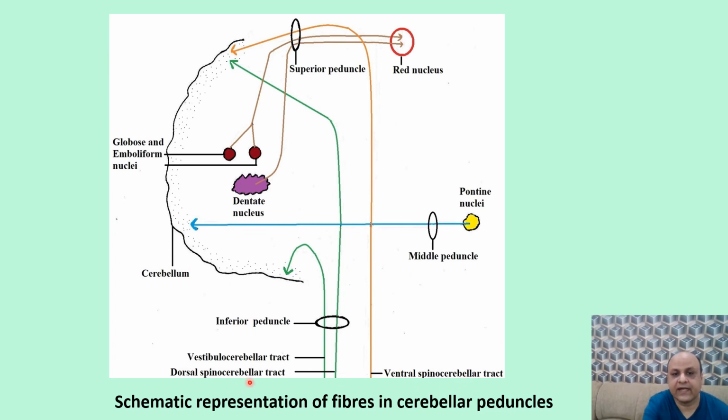Dorsal spinocerebellar tract is going into the inferior peduncle, while the ventral spinocerebellar tract is passing to the cerebellum through the superior peduncle. But the superior peduncle has mainly efferent fibers, as we mentioned earlier, and those efferent fibers are passing from dentate nucleus, emboliform nucleus, globose nucleus. They are passing through the superior cerebellar peduncle and going on to the red nucleus. So this is a very important diagram which I want you to practice, so that if you get a short note on cerebellar peduncles, you are able to answer the same.